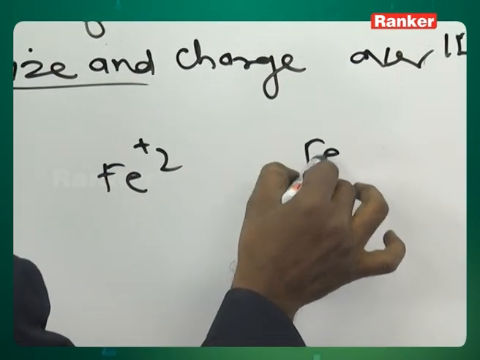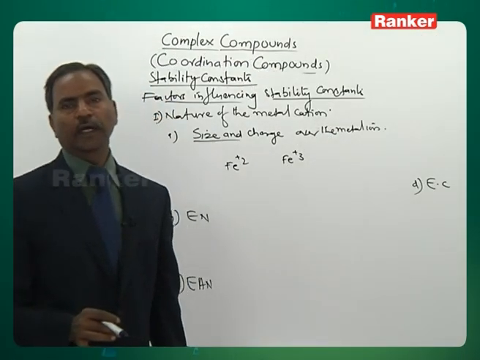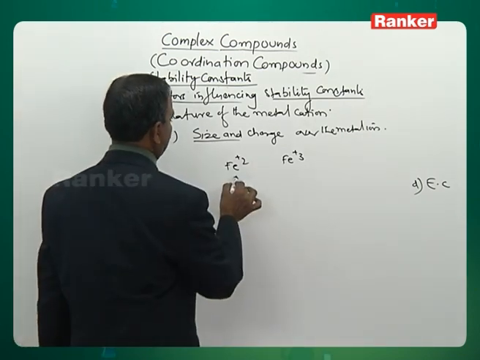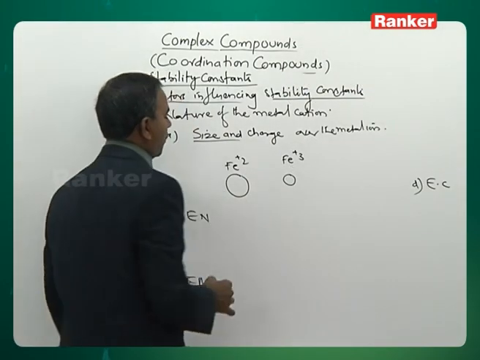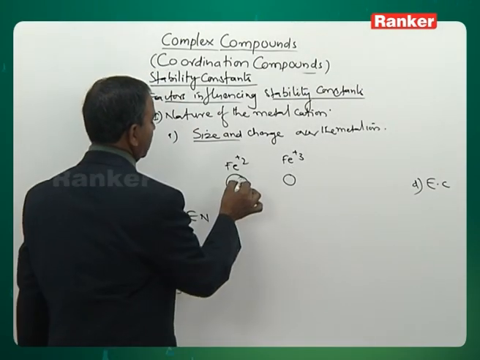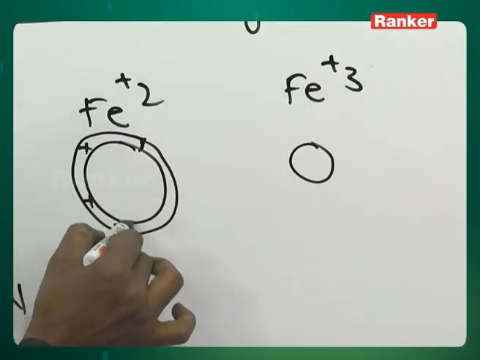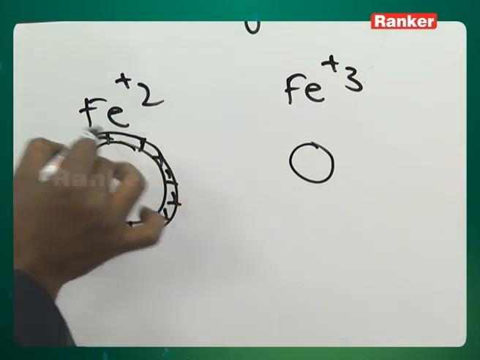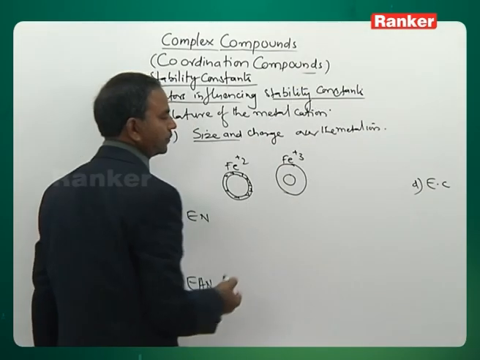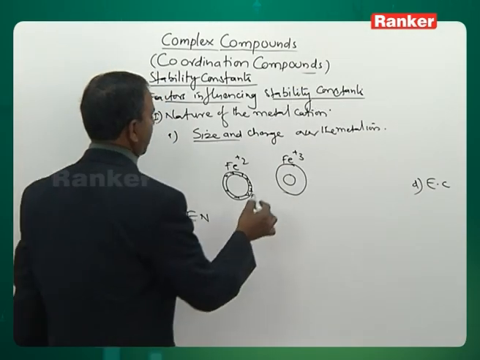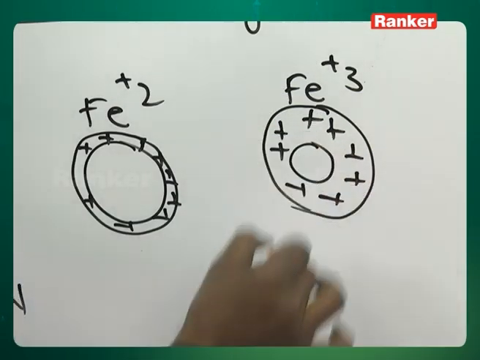Consider Fe plus 2 and Fe plus 3. You can easily say Fe plus 3 is smaller in comparison to Fe plus 2. Let me write, this is much bigger and this is a little smaller. And moreover, it is carrying plus 2 charge. The charge density around it is thin. But here, Fe plus 3 is smaller in size, possessing greater charge density. The plus charge density around it is thick.